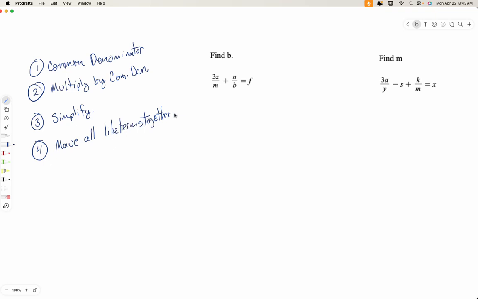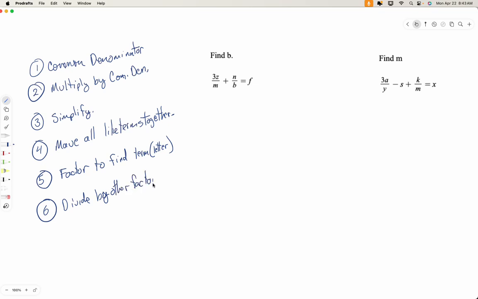So we're going to move all like terms together, and then we will factor to find the term we want, or letter in this case, or variable, whatever word you want to use, and then we will divide by the other factor, and that's going to give us the term that we want. So in this case, we have to find b.